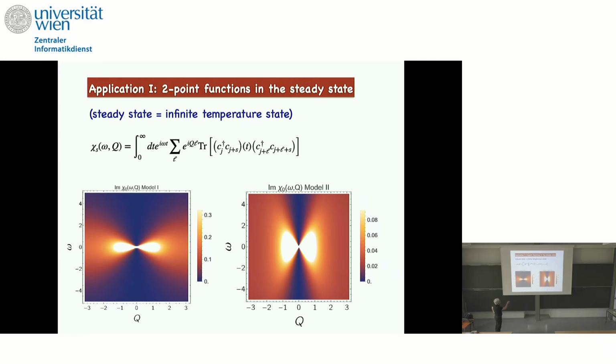So this would be the time-evolved operator I'm interested in. That's the non-time-evolved operator at a distance. And it's a trace because I'm in an infinite temperature state. And then I Fourier transform as usual. Yeah? And then I look at the real and imaginary part. So the imaginary part is the interesting one of this susceptibility.